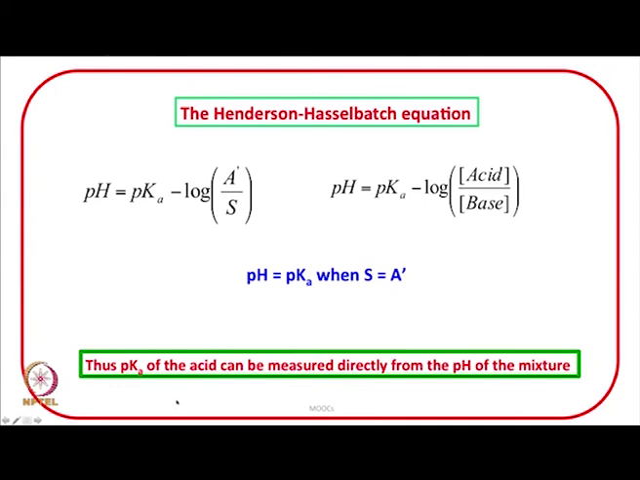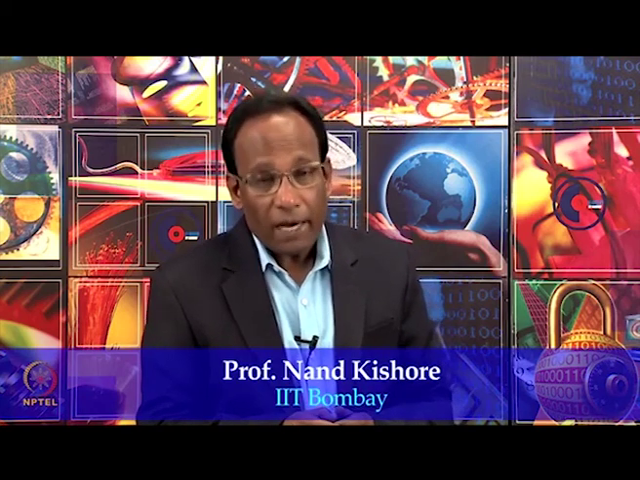So the discussion in this lecture has led to the generation of the complete pH curve and the derivation of a very important equation, the Henderson-Hasselbalch equation. We will discuss more about the Henderson-Hasselbalch equation in the next lecture.